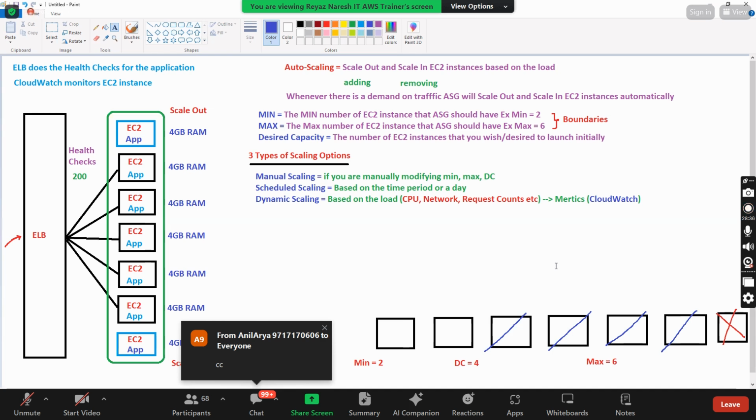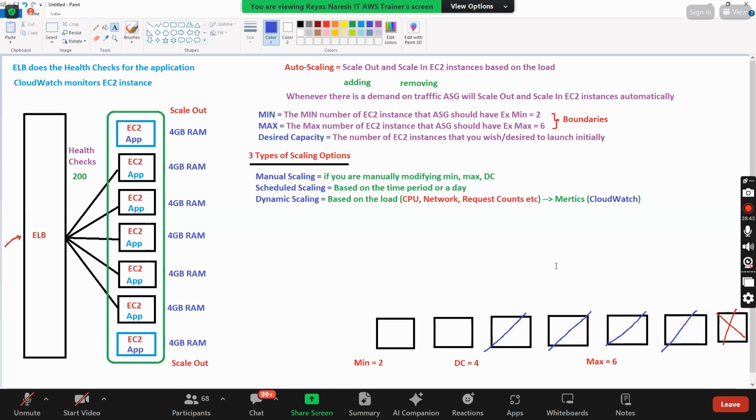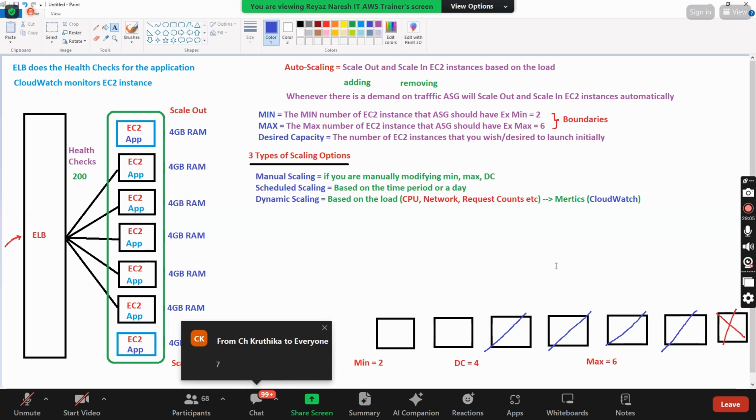Okay. Now a question for you. Auto scaling group will scale out, no? What is the meaning of scale out? Adding an EC2 instance, or launching a new EC2 instance. How does the auto scaling group know what kind of EC2 instance you should launch? How many steps are there to launch an EC2 instance? 7 steps we are learning.